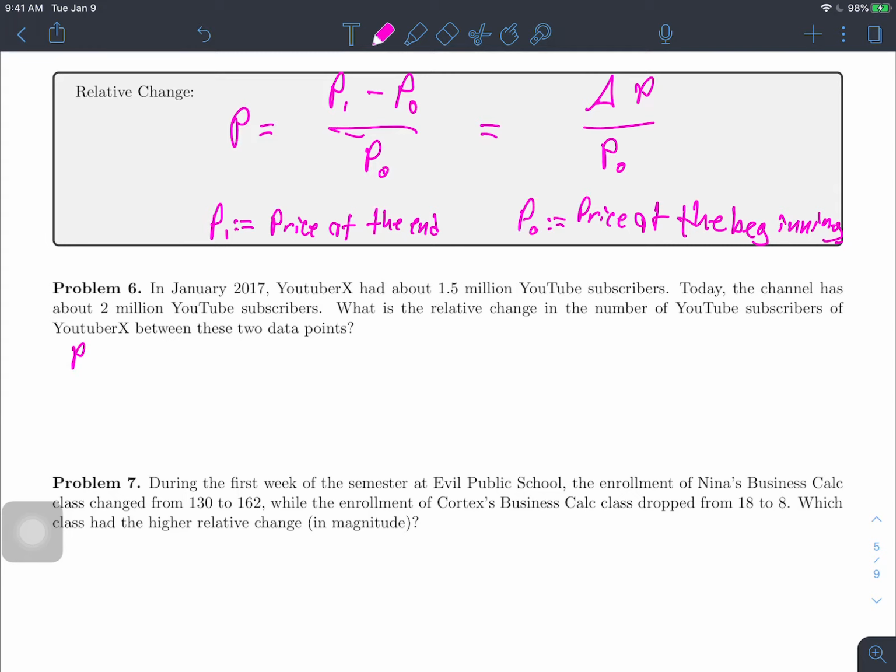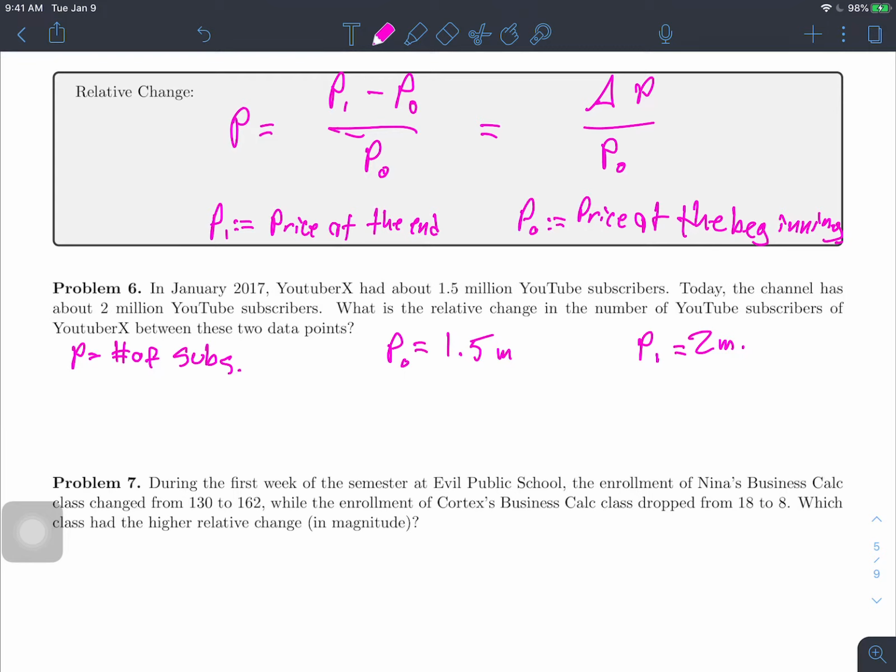So P is the number of subs, okay? And let's see here. It says in January, we had 1.5 million subscribers. And today, we have 2 million. So one of these should be P0, and one of them should be P1. What should P0 be? 1.5 mil. P1 should be 2 million. Okay. What is the relative change in the number of YouTube subscribers YouTuber X has between these two data points?